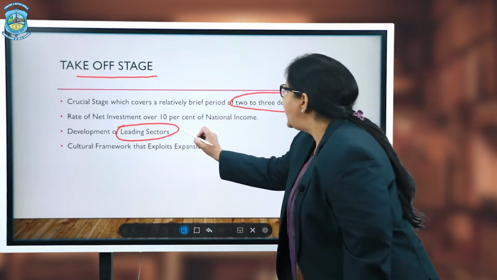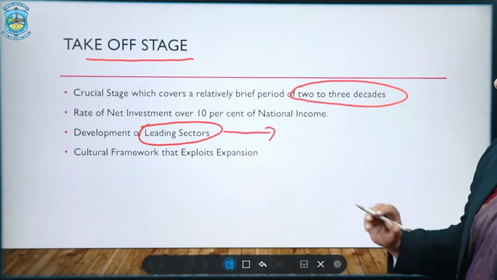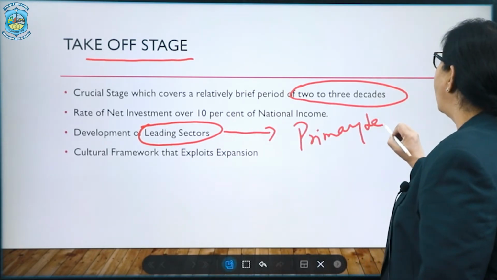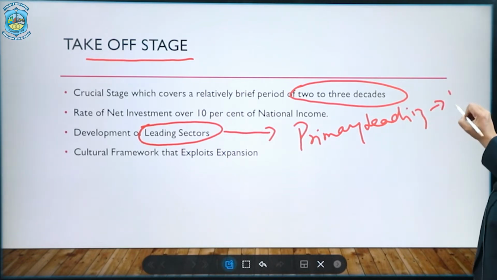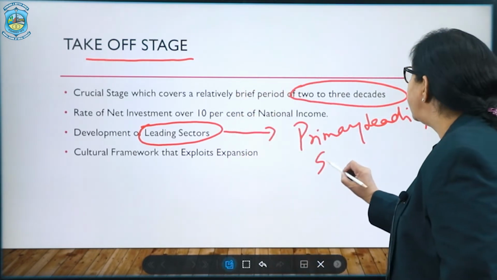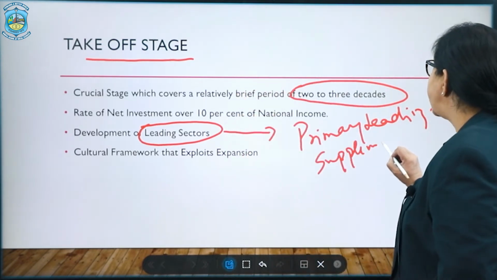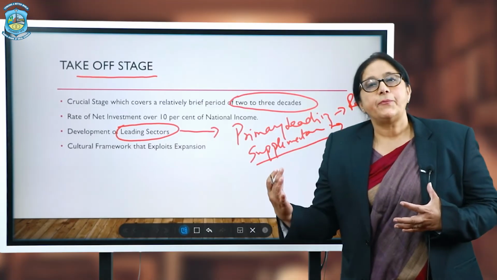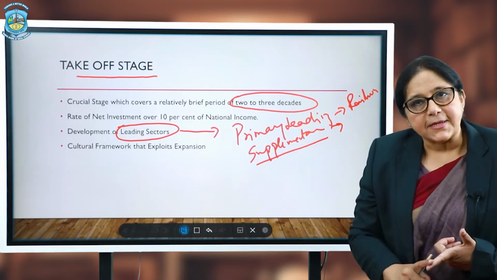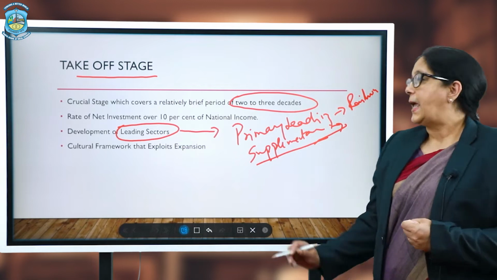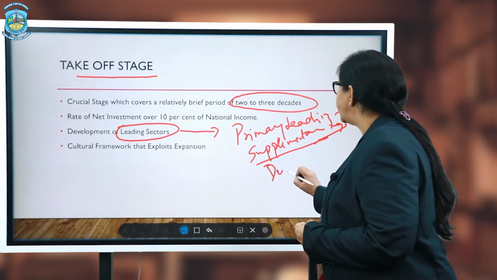For example, let's say there is investment in railways. So railways becomes the primary leading sector. Now, as a result of railways being developed, there are supplementary sectors that need to be developed. Supplementary sector means that for railways to develop, we need to have iron and steel, coal, and electricity. All those things also need to be developed. And the third sector is the derived sector.